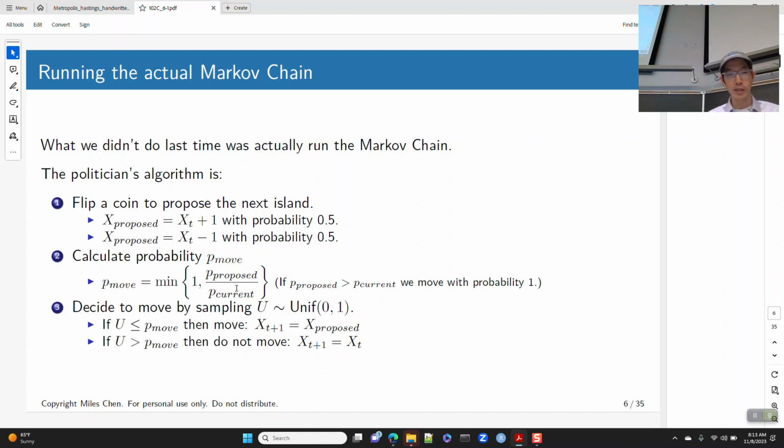Okay. And then we will decide to move there if our random u is less than or equal to p move. If it's less than or equal to p move, then we will move to the proposed location. And if u is greater than p move, then we will not move to the proposed location, and the x at time t plus 1, at the next iteration, we will just use our current value. So we will just remain where we are.